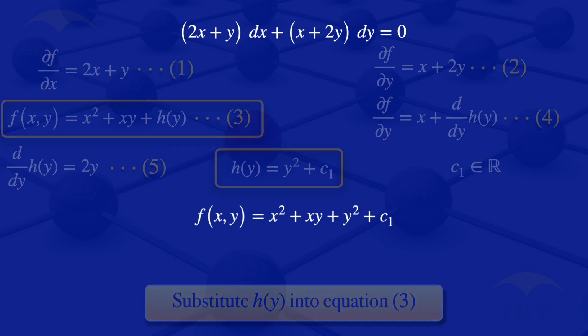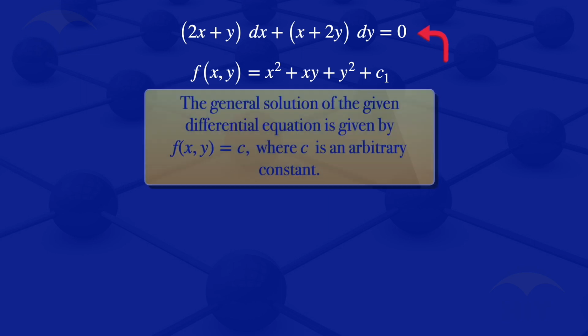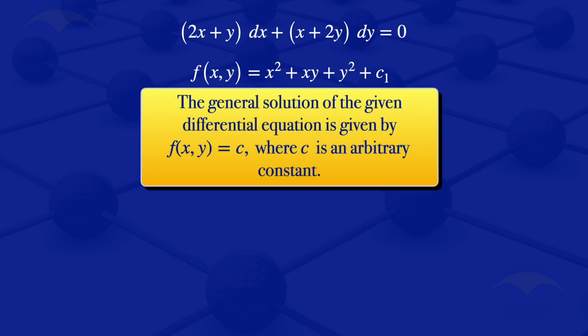So the solution that we are having there for the f of xy is x squared plus xy plus y squared plus c1. And the general solution of this differential equation is given by f of xy is equals to c, where c is an arbitrary constant. So we have our f of xy here. So the general solution will be x squared plus xy plus y squared plus c1 is equals to c.